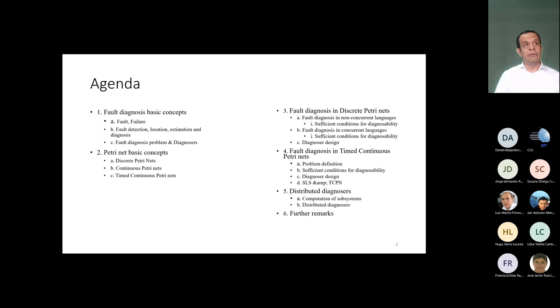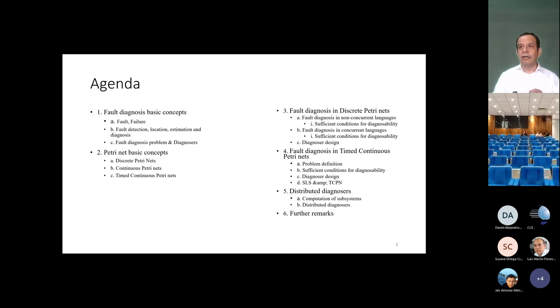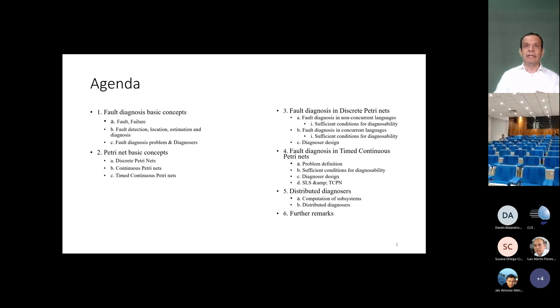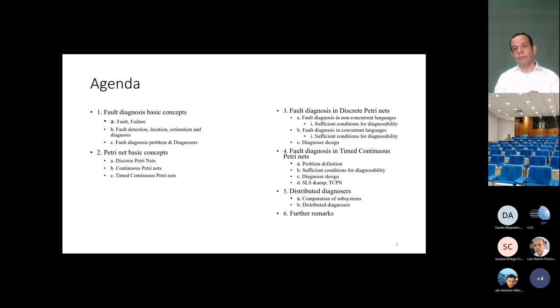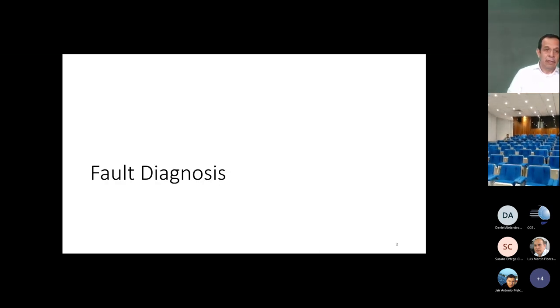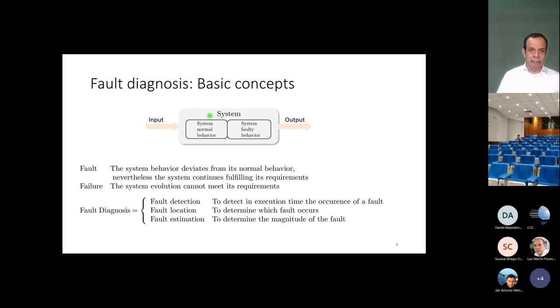I would like to convey during this talk that Petri nets are a good tool to model discrete event systems, and also to characterize in a polynomial way the fault diagnosis property and to build diagnosers for discrete event systems. This is my problem.